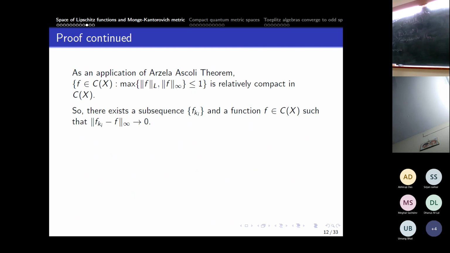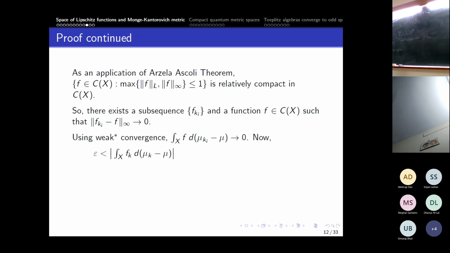So, because of the relative compactness, there will be a subsequence which will converge to some function in Cx. Now, combining all these data, we will get a contradiction. We have not used till now that mu k was converging to mu in weak star. Just apply it on f. So the integral of f d(mu k minus mu) is going to 0.